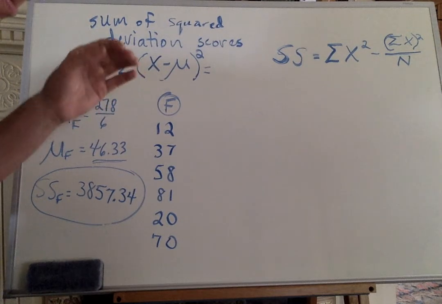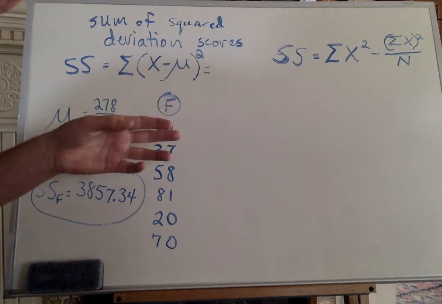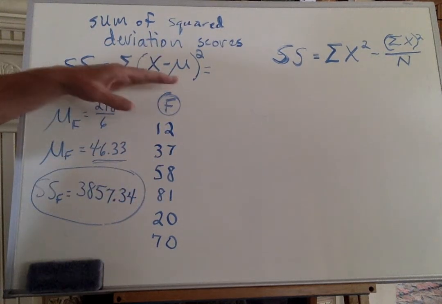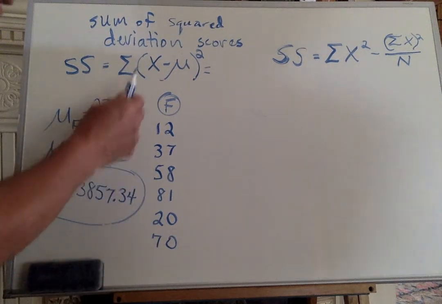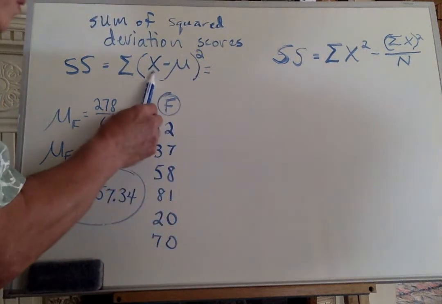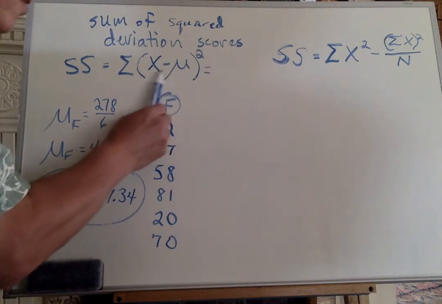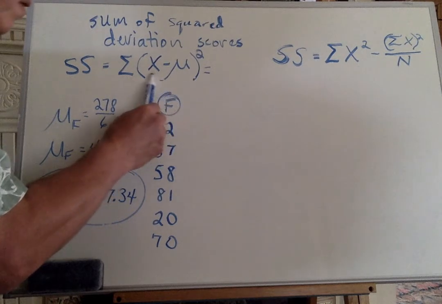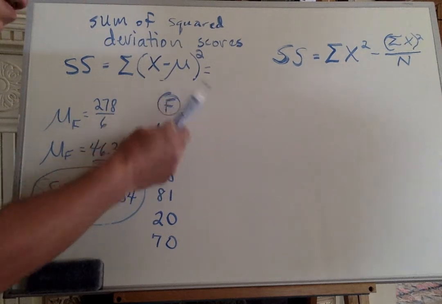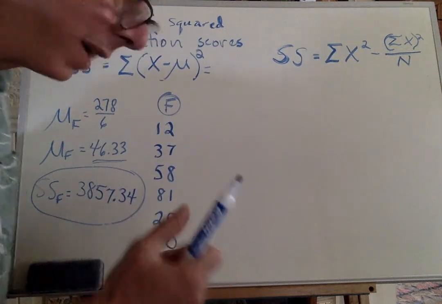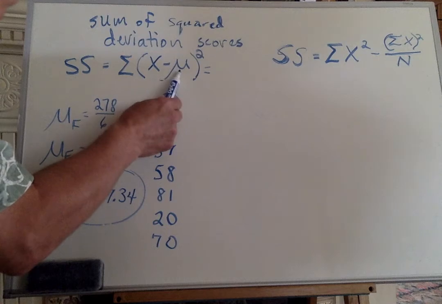Now again, I don't want people to be resistant to this. You have to trust me on this one, okay? This is the definitional or the conceptual formula, because you as a student should be able to see this. This tells us how far apart each score is from the mean. How far away is this score from the mean, right? That's what this tells us. That is the essence of variability. How far is this score away from the mean?